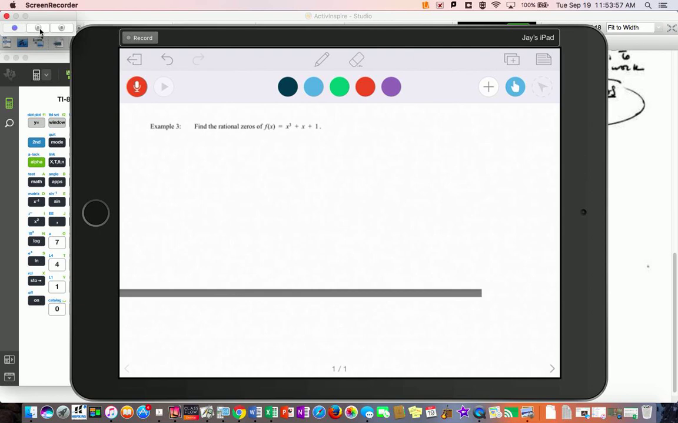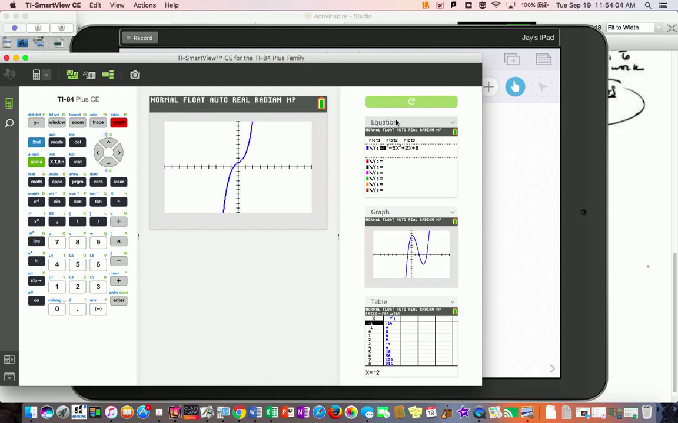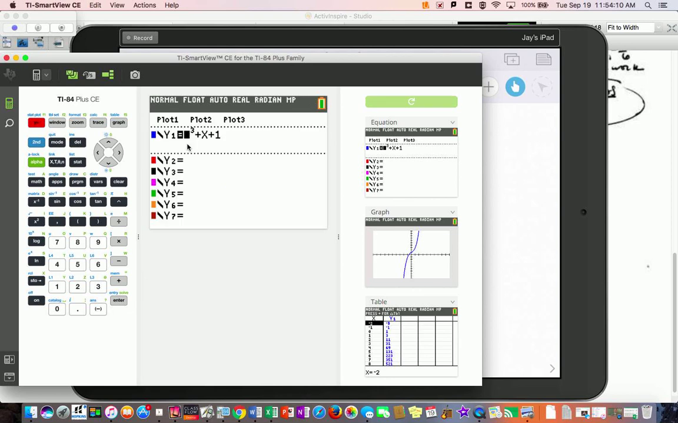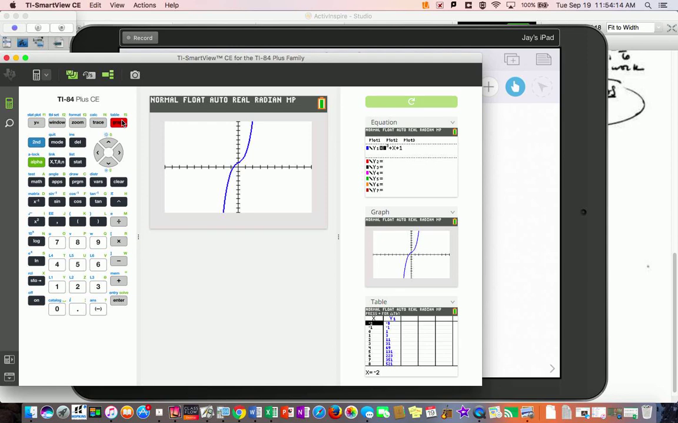In example 3, doing the same thing, we're going to go to our graphing calculator. I've already typed this in. So there's my x cubed plus x plus 1. So this is the graph. Again, it's crossing between 0 and -1, so it must be something other than an integer. Might be one of those rational numbers again.